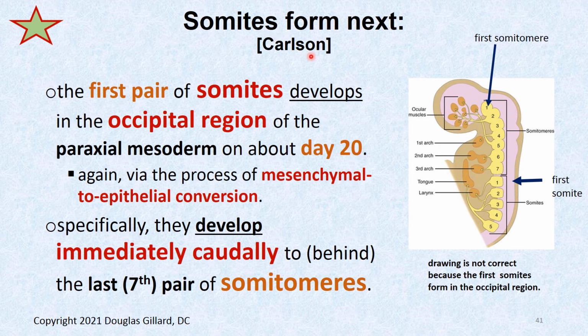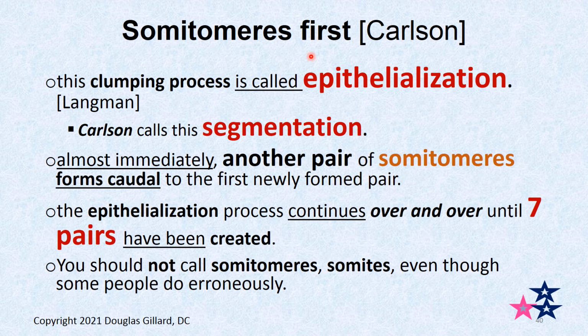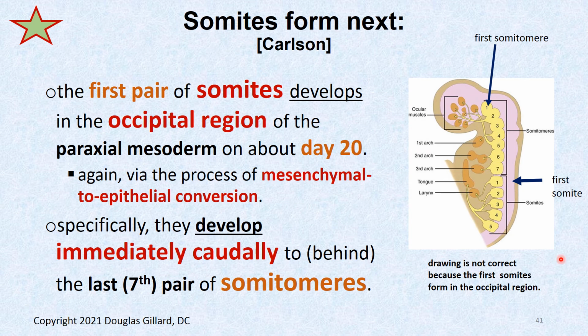Now we're going to somites. I see we switch gears here. So after the 7th one has formed, then the first pair of somites develop, and now we're in the occipital region. So we're out of the cranium. This is all considered cranial region. So I know it seems weird that the occiput is way down here, but this is going to fold like crazy. This is going to get pulled way up in here to the head here.